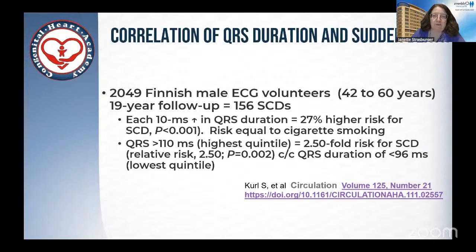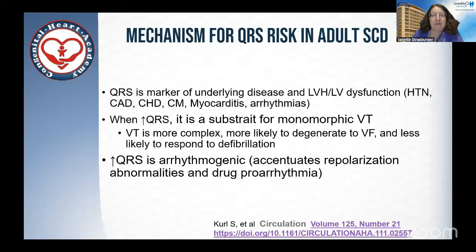So this is just a Finnish study where they looked at QRS duration, and it was fairly young men, and they showed that for every 10 millisecond increase in QRS duration, there was a 27% higher risk of sudden cardiac death, and that this risk was equal to that of cigarette smoking. And also in the highest quintile of those with QRS durations above 110, they had a 2.5-fold higher risk of sudden death than those that didn't. And of course, we all know that Ebstein's malformation patients do have a wide QRS. And so, we may need to think about that, especially long term as we look at adults with Ebstein's malformation as well.